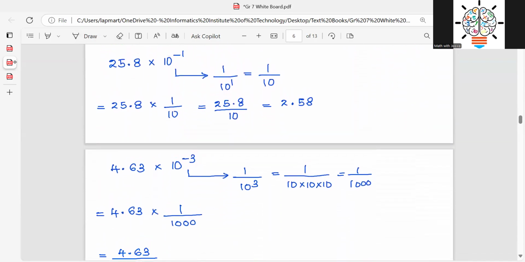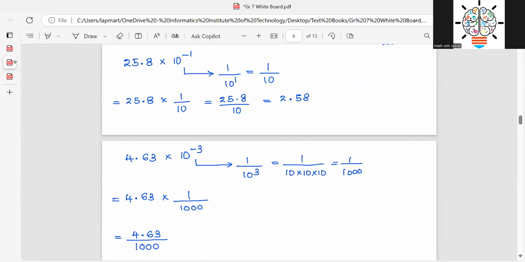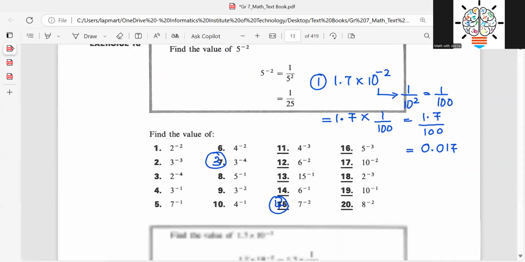And then I discussed 2 sums here, that how you can get the value if you have 10 to the power negative 1, 10 to the power negative 3, something like that, right? So then we'll see what else we missed here.